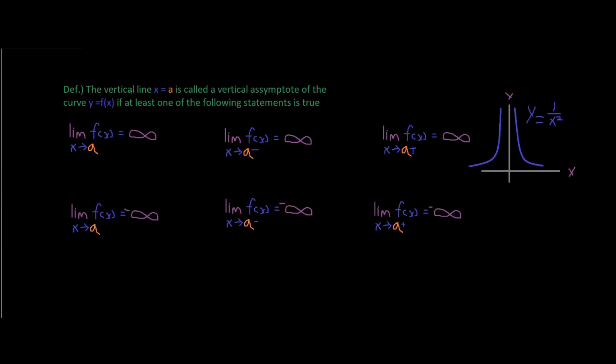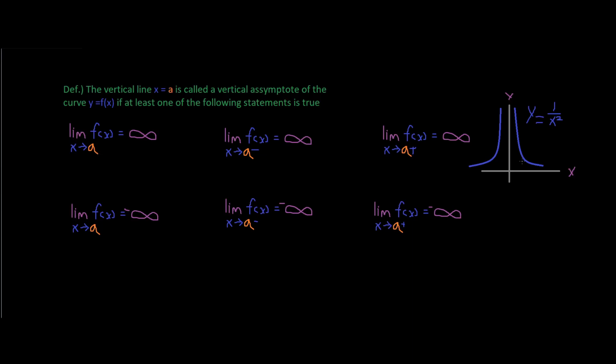Alright, definition. The vertical line x equals a is called a vertical asymptote of the curve y equals f of x if at least one of the following statements is true. And so these are all mathematical statements, and these mathematical statements are saying infinity, right? So this says infinity for both left and right. This says infinity from the left, infinity from the right, negative infinity.